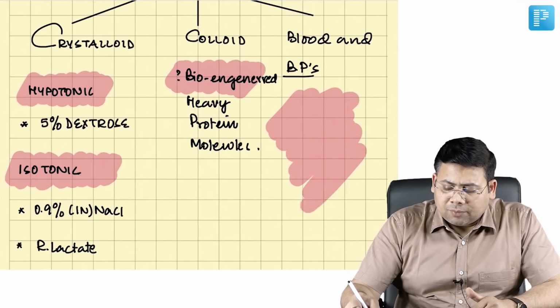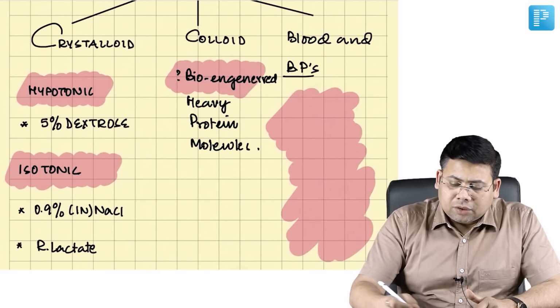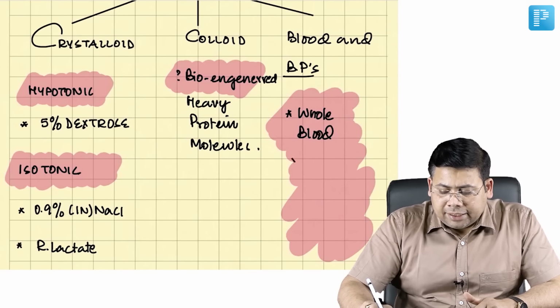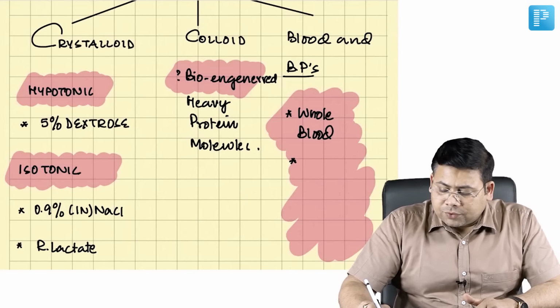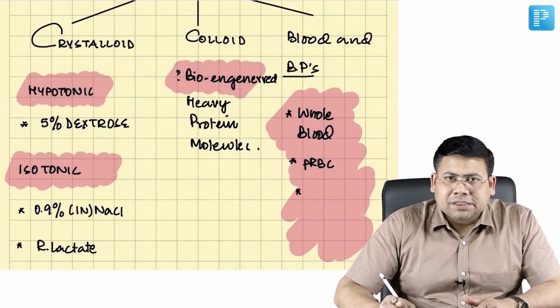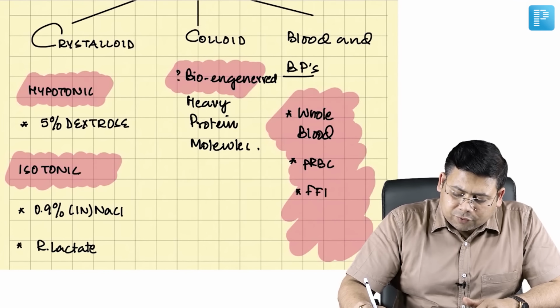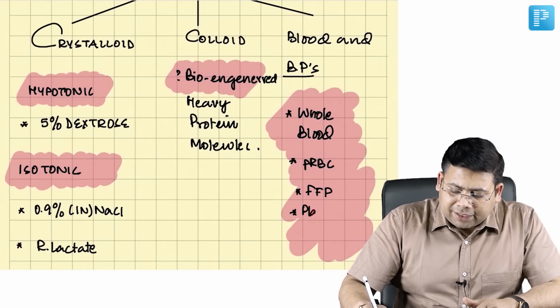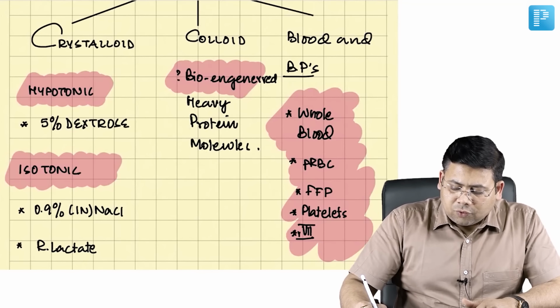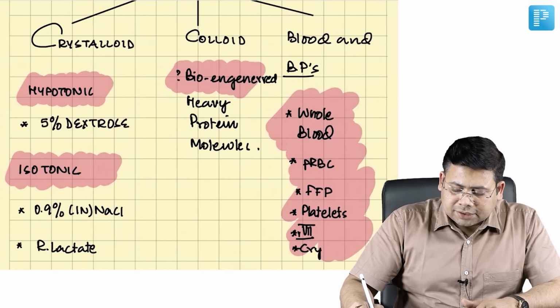Now, what about this group? Blood and blood products. This is again very important. It contains whole blood. You can have the option of packed RBCs, PRBCs. You have the option of FFP, fresh frozen plasma. You have the option of platelets. You have the option of factor 7, recombinant factor 7 also. You also have an option of cryoprecipitates.